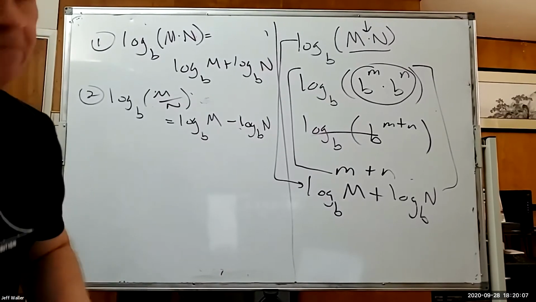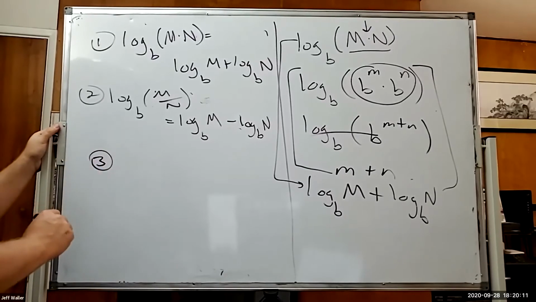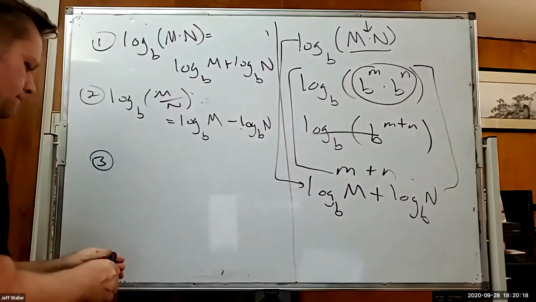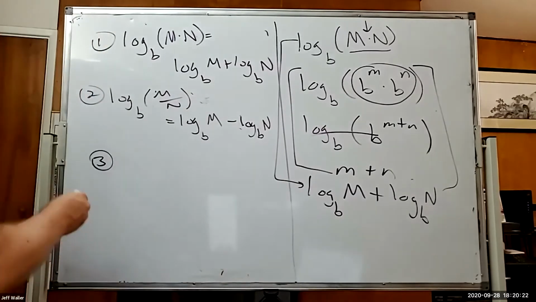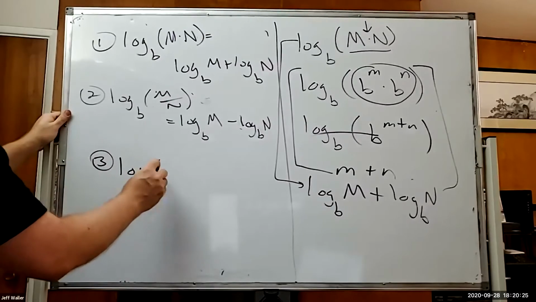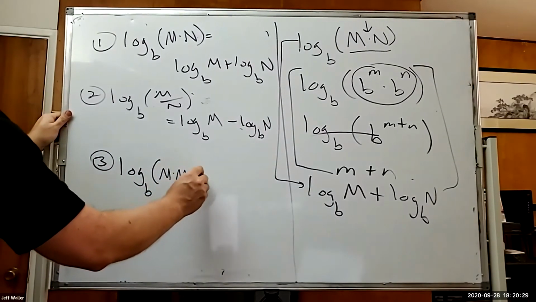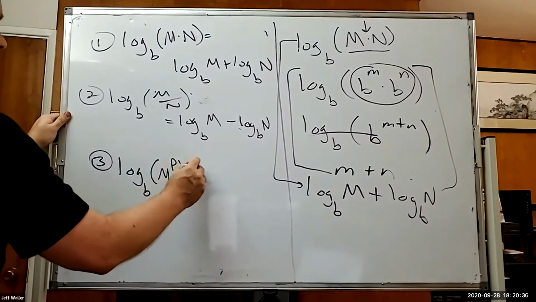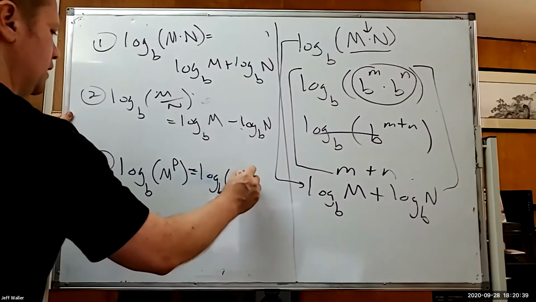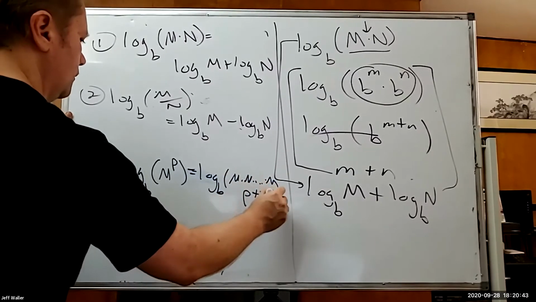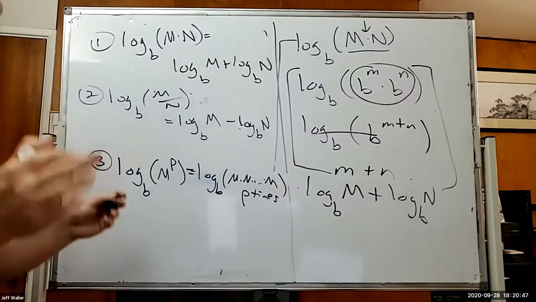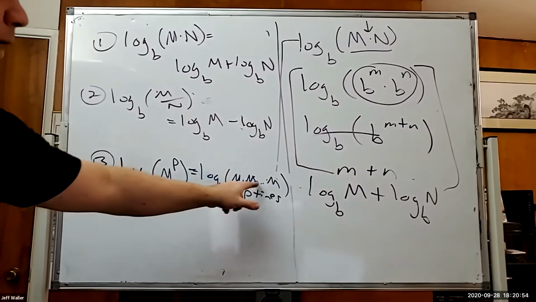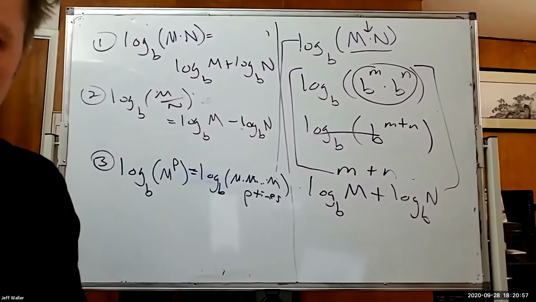Somebody just rejoined us. And now I want to focus on something. What if I have log base b of m times m times m times m? In fact, let me write this first like this: m to the p. So that means log base b of m times m times m, p times. Is that cool? Just using the definition of exponent. Stop for a minute. Is that because that's what the p power means? I have p m's multiplied.